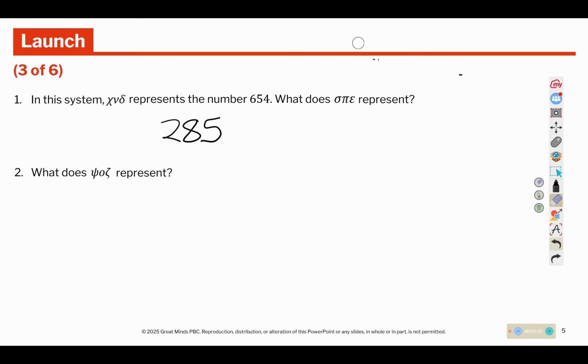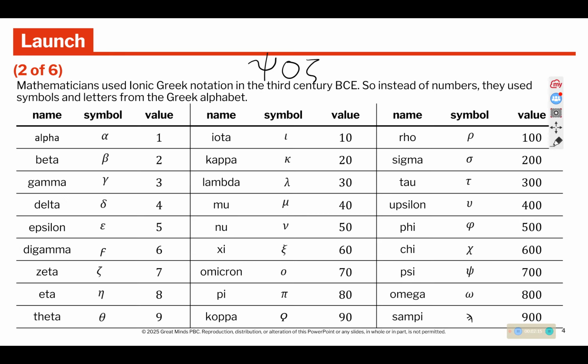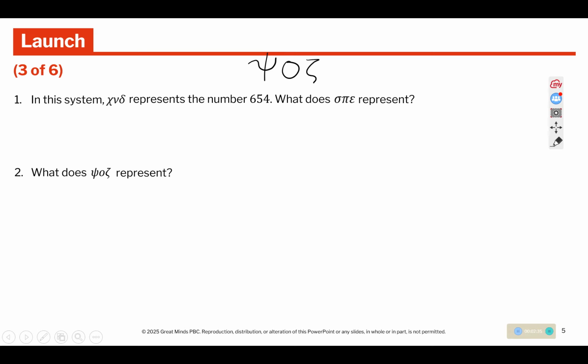See if you can determine what the next one represents. Use the table with the symbols and values to determine what these symbols represent. This is 777.